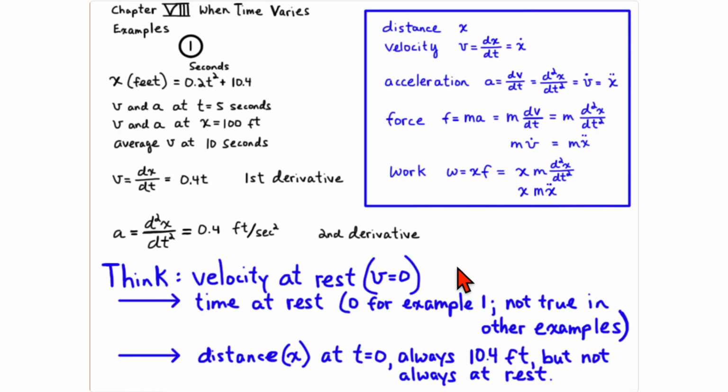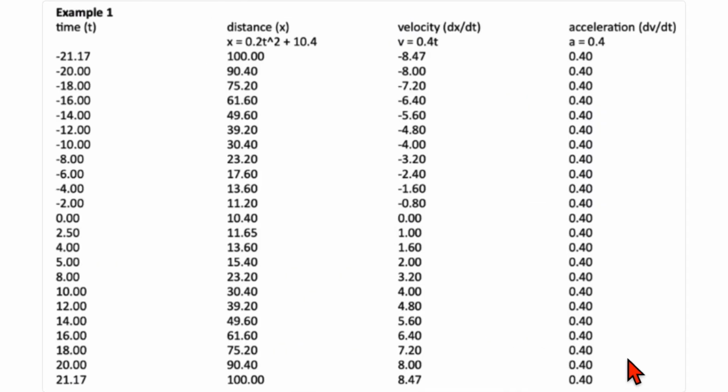And so as I look at each of these 5 examples, you begin to realize, calculate the velocity at rest. You know the velocity is 0, so use that velocity equation to figure out the time at rest. That time at rest is 0 for example 1 and example 4, but not true for examples 2, 3, and 5. And what's the distance at time 0? It's always 10 4/10 feet, but when the body has traveled that distance, that body is not always at rest. So once again, it is at rest in examples 1 and 4, but not at rest in examples 2, 3, and 5.